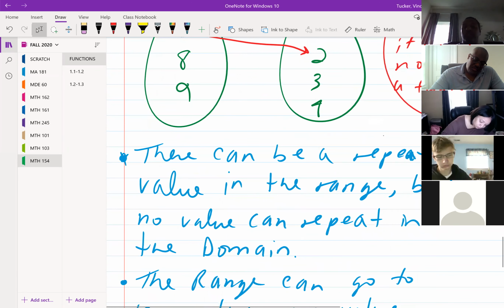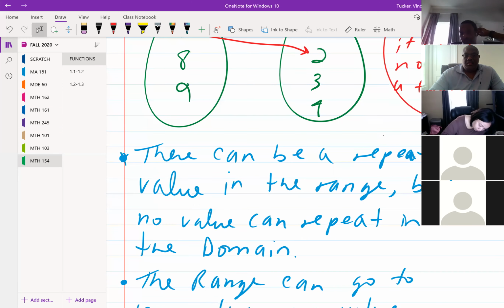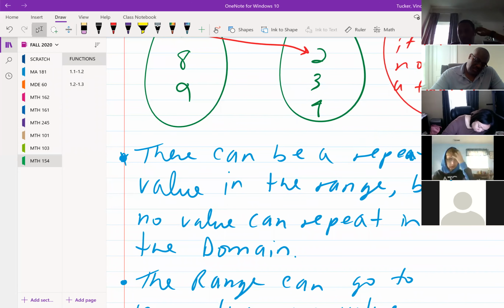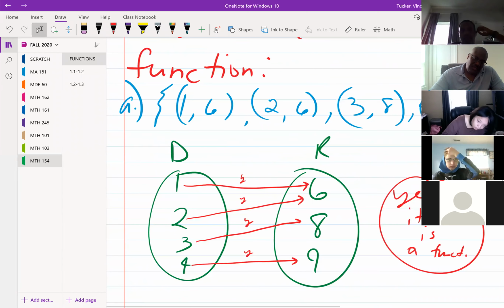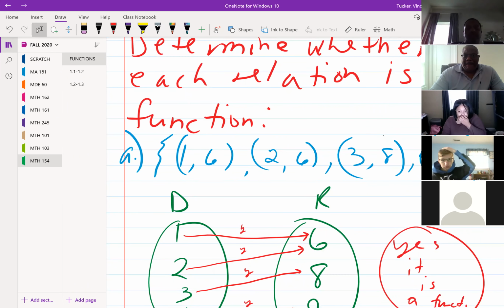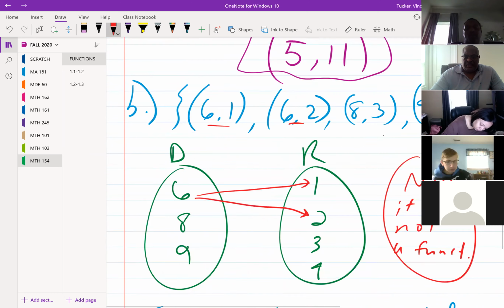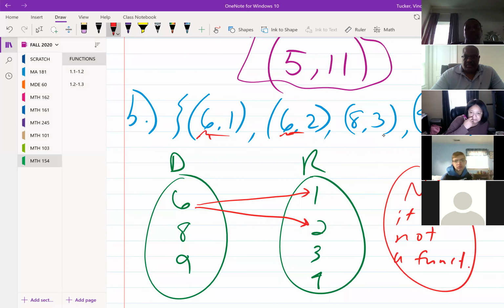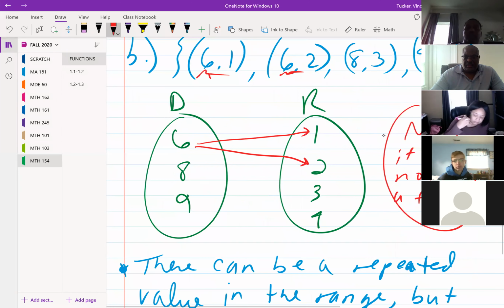So just general statements from the observations of those ordered pairs and what a function is versus what isn't a function. There can be a repeated value in the range, but no value can repeat in the domain. So we saw that we had 2 values. Remember, we had the 6. Let me go back. Notice we have the 6 that is repeated in the range, and that was okay. That was still a function. But we couldn't have the 6 repeated in the domain. That's not a function. So that's what I mean by that.